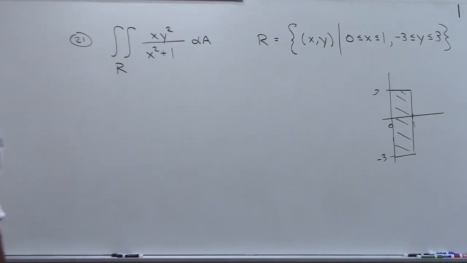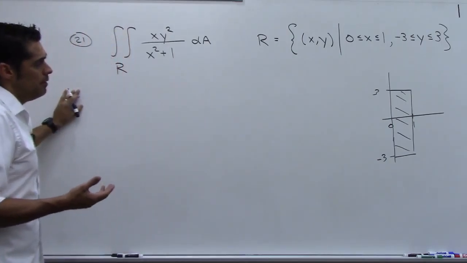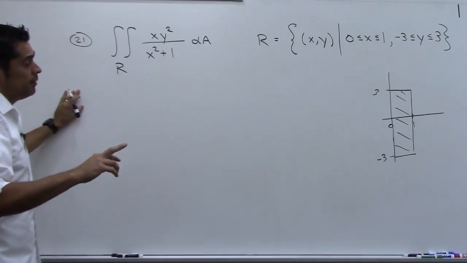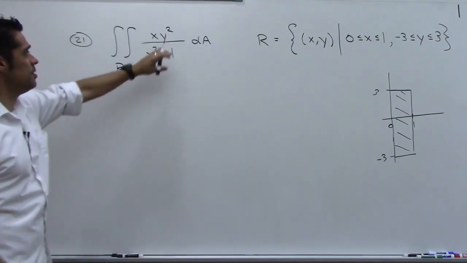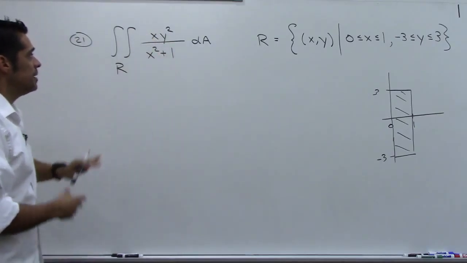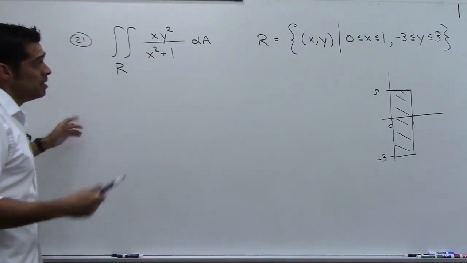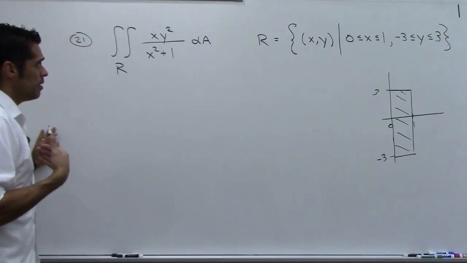All right, so because they did not tell us explicitly what order of integration to use, we should be able to use Fubini's theorem, that we can choose the order of integration as long as this is a nice function, which it is because you never get division by 0. X squared plus 1 can't ever be 0. So this is a nice continuous function. So it's my choice here on the order of integration.